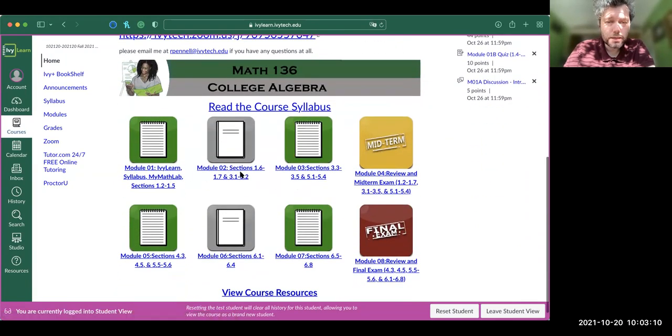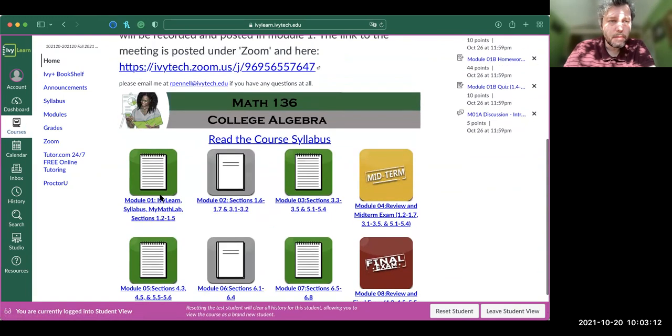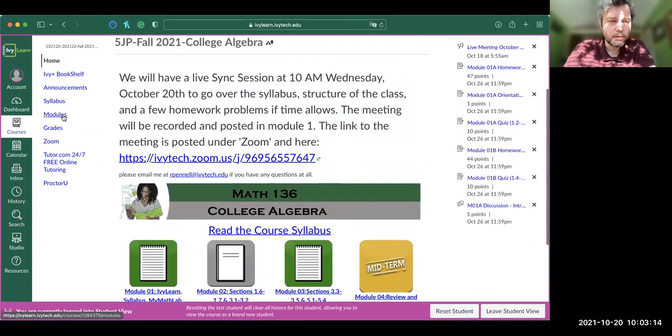There's some quick links to get to the modules, but I would suggest getting to the modules right here. And the modules is where all of the course information that you need to do your homework and that kind of thing are going to be located. Grades, obvious location.